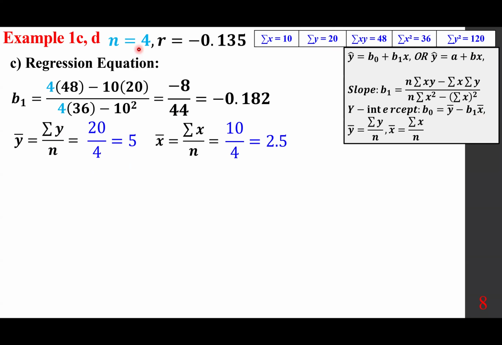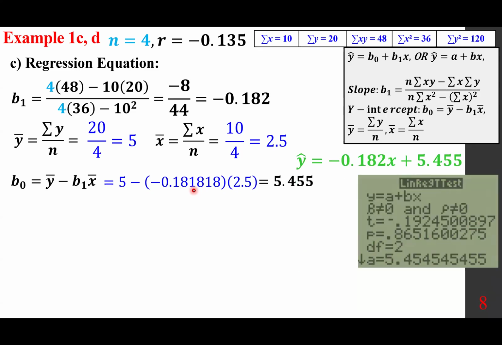Now we have y bar minus b1 x bar. That is 5 minus b1. Now for b1, I'm going to use actually what I have in more decimals and then times 2.5. So I highly recommend you do that. Get this number. And therefore, y hat takes the formula negative 0.182x plus 5.455.